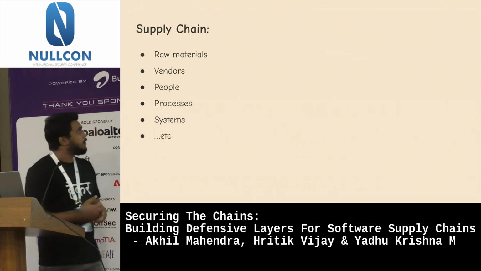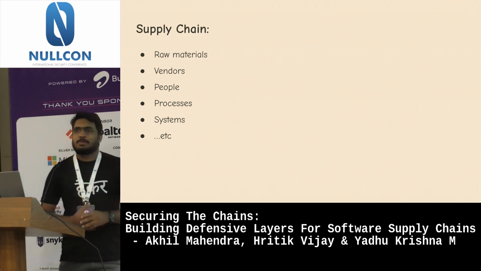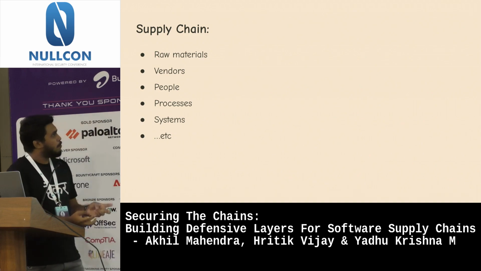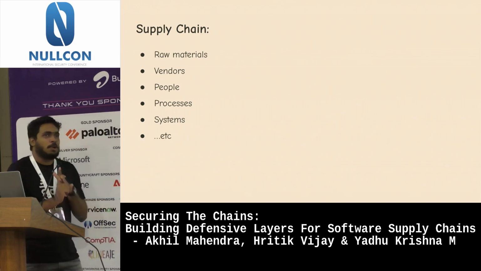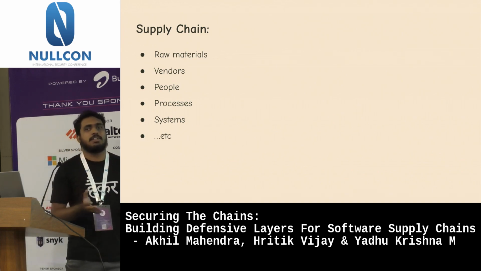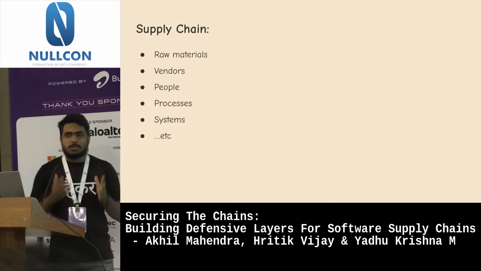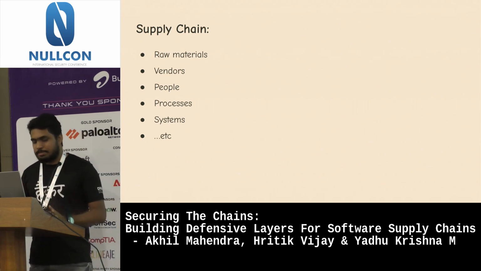So let's see what a supply chain is. Traditionally, a supply chain would mean the raw materials, the vendors, the processes, systems, and everything around it. That used to be the usual supply chain.